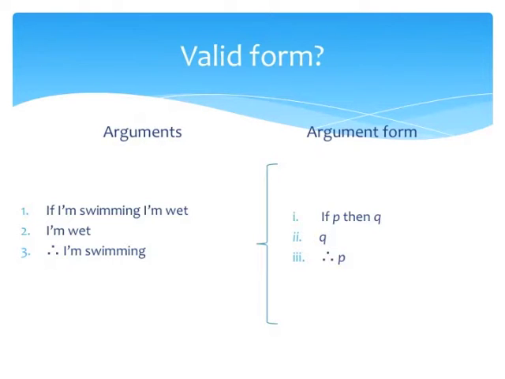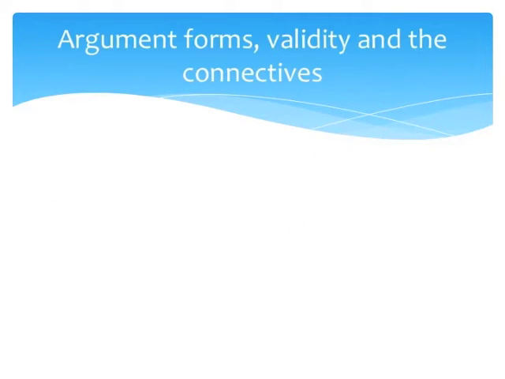Suppose that it's true that if I'm swimming, I get wet, and also that I'm wet. Still, this does not guarantee that the conclusion is true, because it could be that I'm standing in the rain, obviously not swimming. So in general, any scenario in which P is false and Q is true will give you a counterexample to an argument of this form.